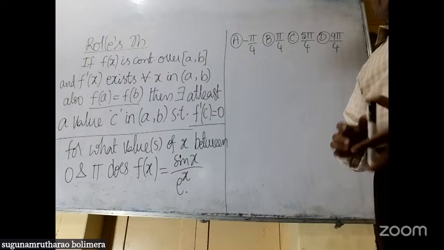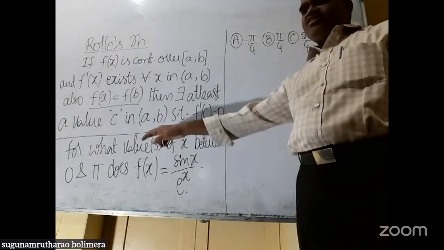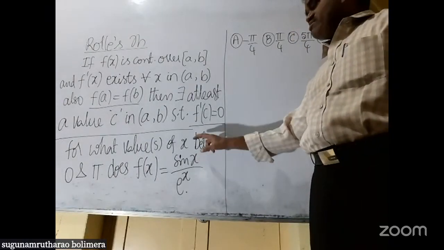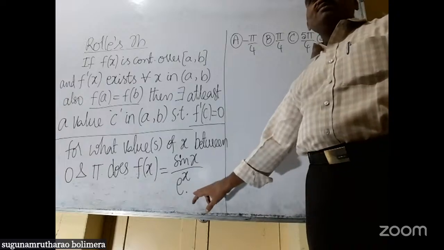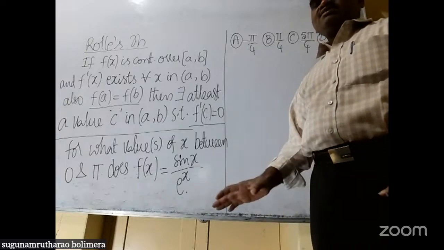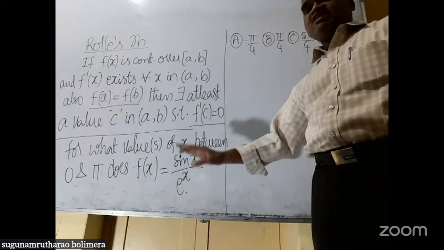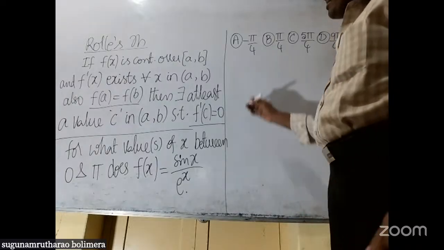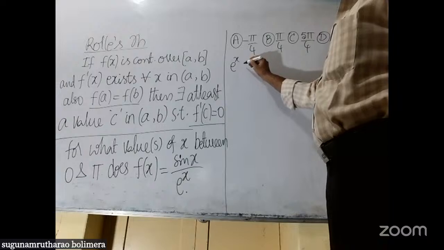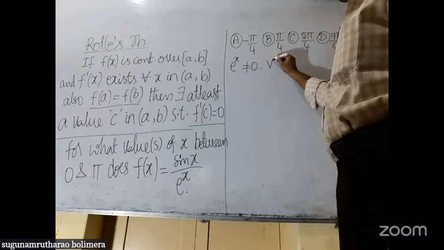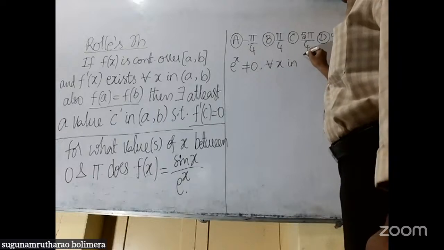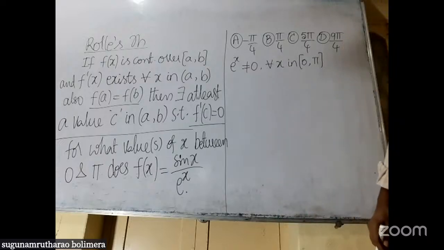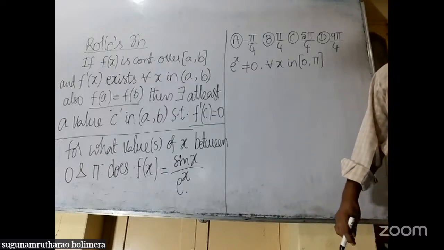Now, how to verify the continuity? Continuity between 0 and 5. So, sin x is continuous for all the values in between 0 and 5. e power x is also continuous. That means sin x is finite and e power x will never be 0 for all the values in between 0 and 5. Please write e power x not equal to 0 for all x in closed 0, 5.